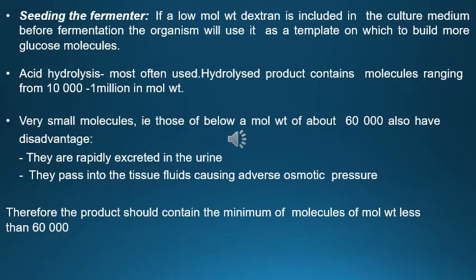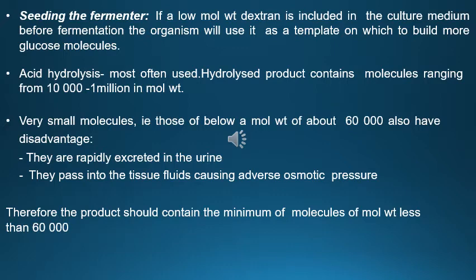The next method is seeding the fermenter, wherein during the fermentation process itself, low molecular weight dextran is added, which is used as a template by the organism to produce the further dextran molecules. This is called the seed, over which the further production of dextran takes place. As I said earlier, acid hydrolysis is the most commonly used method for getting the desired molecular weight dextran, and with this process, we get dextran molecules in the range of 10,000 to 1 million in molecular weight.